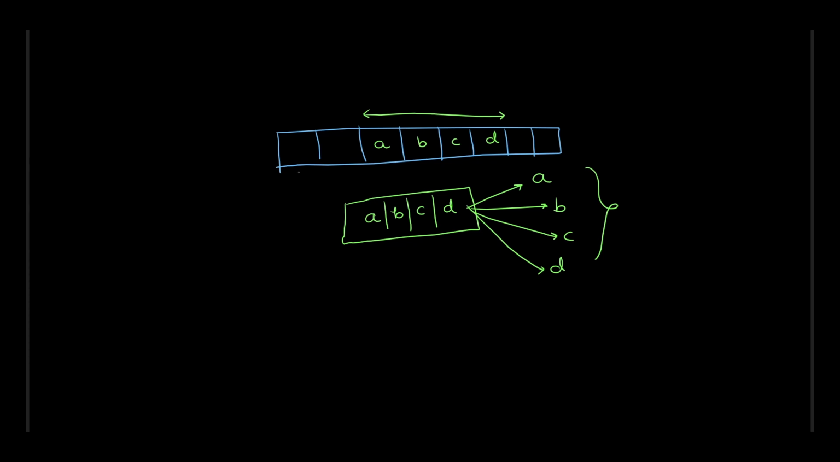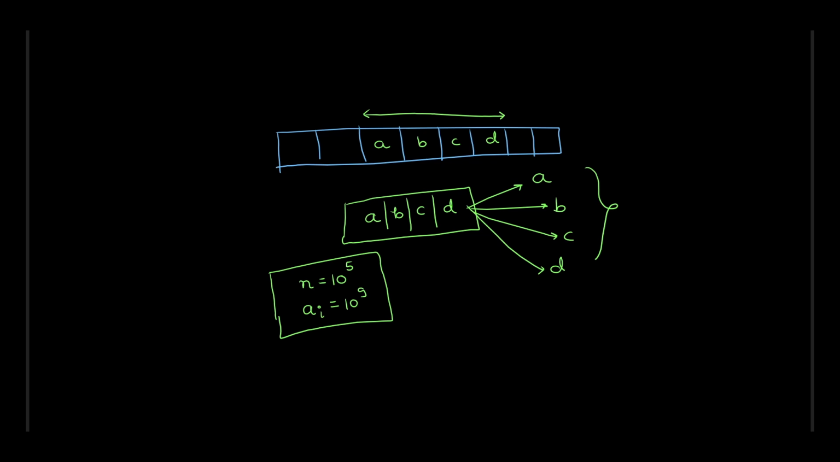array. Constraints: you can assume that n can be up to 10 to the power 5, and the array elements, which is the A i, can be up to 10 to the power 9. So you have to come up with an optimal algorithm to solve this problem.